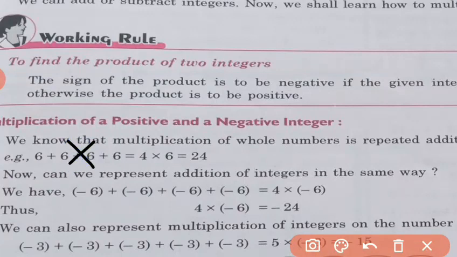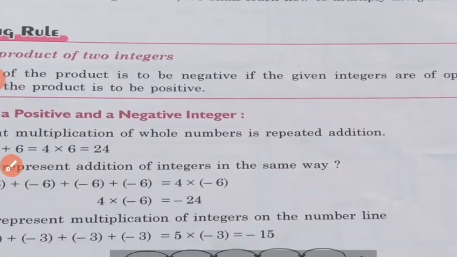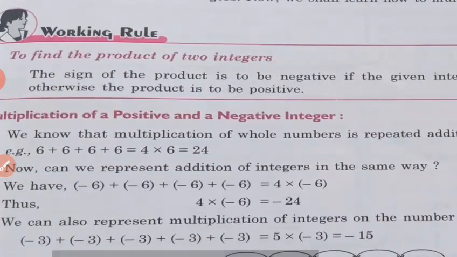The sign of the product is to be negative if the given integers are of opposite signs. Opposite sign means if one integer is given positive and the second one is negative, then the sign of the product, or the sign of multiplication, will be negative, otherwise the product is to be positive. Let us see examples one by one.